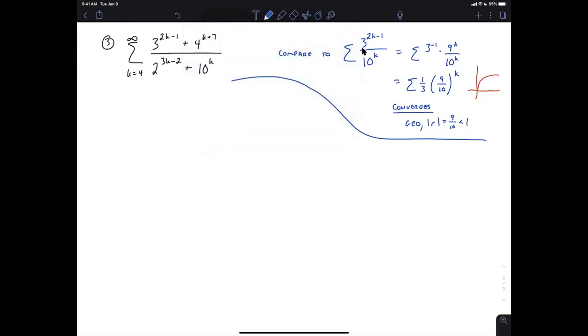So we're going to come down and say, okay, well, that means we want to say they're both positive. So 3 to the 2k plus 1 plus 4 to the k plus 7 over the bottom, we're going to say that's greater than 0. We're also going to say 3 to the 2k plus 1 over 10 to the k is greater than 0. And now we're doing the limit of one of them divided by the other.